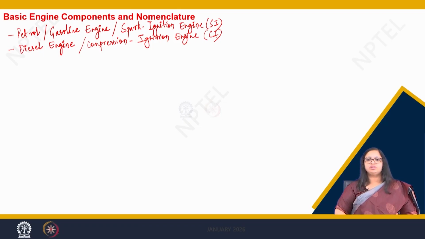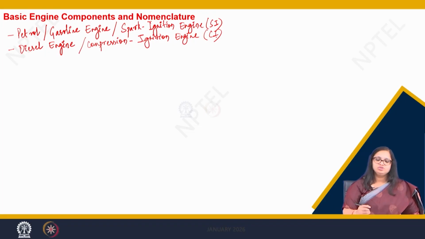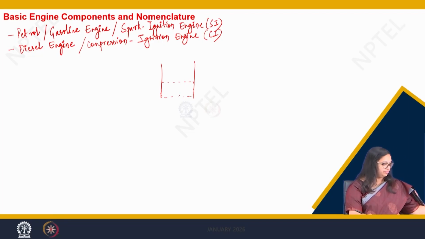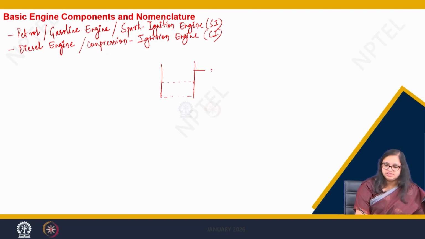Well, let us come to the construction of these two types of engines, that is the petrol engine and the diesel engine. So in both of these engines, there is a cylinder and a piston. So this is the cylinder and inside it there is a piston. So this is the cylinder and this is the piston.